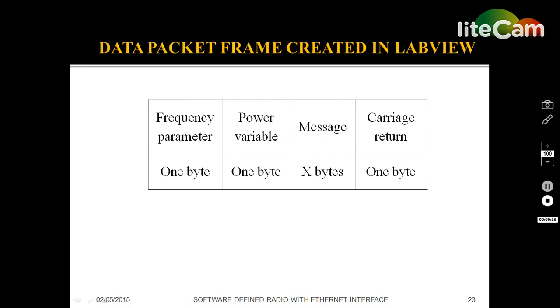Next is the data packet frame created in LabVIEW. In LabVIEW, we are setting the frequency and power level for the ADF7020. So we have to transmit some corresponding values for the frequency and power variable in the data packet frame, together with the message. The frequency parameter is only 1 byte, the power variable is only 1 byte, the message is of any number of bytes, and the carriage return is 1 byte.